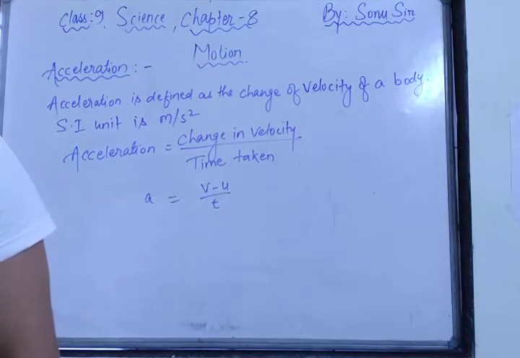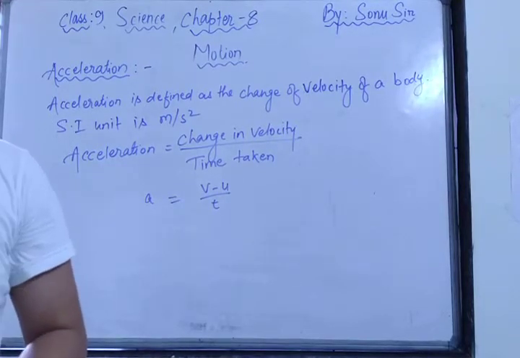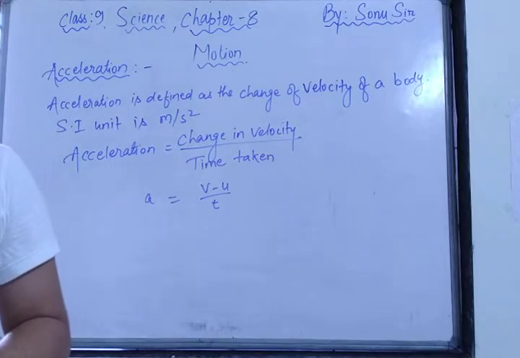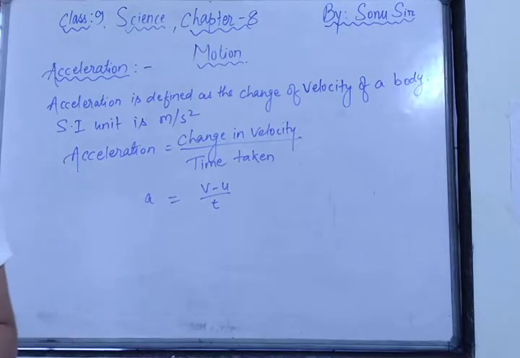The question was: starting from a stationary position, Rahul pedals his bicycle to attain a velocity of 6 meter per second in 30 seconds. Then he applies the brake such that the velocity of the bicycle comes down to 4 meter per second in the next 5 seconds. Calculate the acceleration of the bicycle in both the cases.